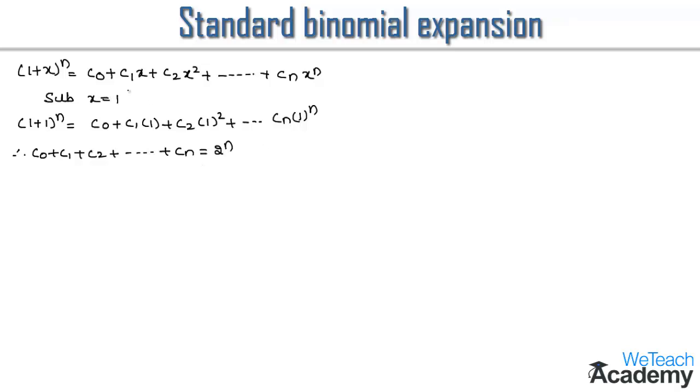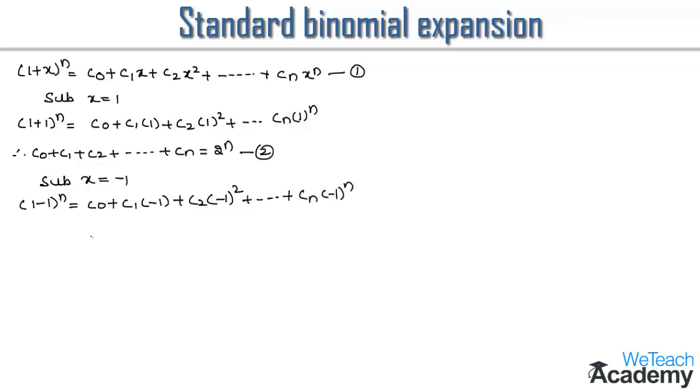Now let us consider the standard binomial expansion as equation 1, and let us consider this equation as equation 2. Now let us substitute x equal to minus 1 in equation 1. So we get (1 - 1)^n is equal to C0 + C1 into minus 1 + C2 into (minus 1)² plus so on, plus Cn into (minus 1)^n. Therefore this would come as C0 minus C1 + C2, similarly minus C3 plus so on, and the nth term would come as (minus 1)^n into Cn, is equal to 0. Now let us consider this as equation 3.